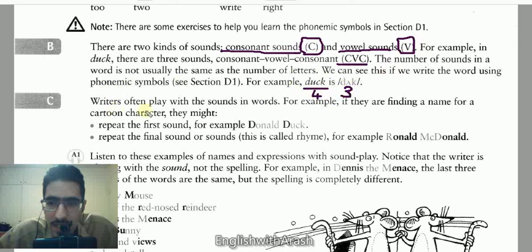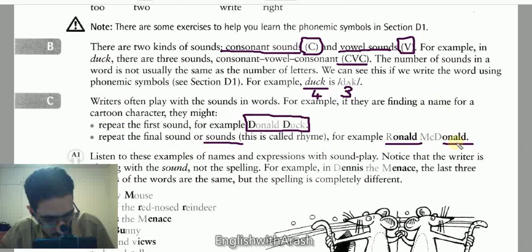In the next part, it says writers often play with the sounds in words. For example, if they are finding a name for a cartoon character, they might repeat the first sound. For example, Donald Duck. It's probably the name of a cartoon. Or they might repeat the final sounds. This is called rhyme. So it sounds kind of cooler when you say Ronald McDonald. They kind of go together.